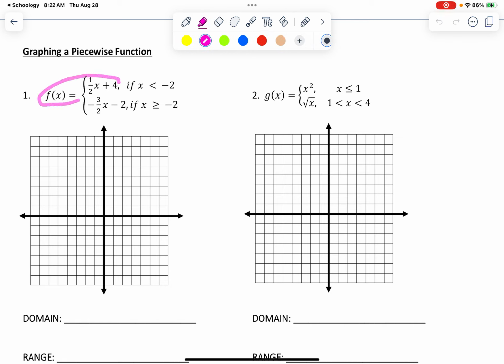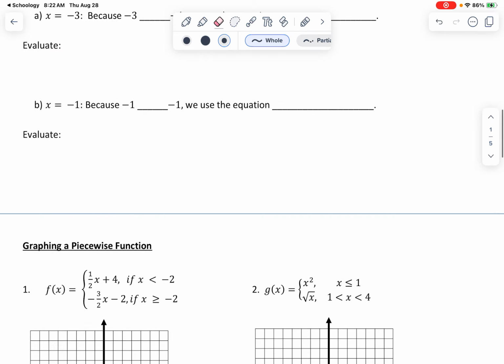So this is the line y equals, or f of x equals 1/2 x plus 4, but we're only graphing that for x values less than -2. All right, so the domain's restricted there. And then the same idea here, this is the line y equals, or f of x equals -3/2 x minus 2, but we're restricted to this domain. We're only graphing that for x values greater than or equal to -2. So that's an example of what a piecewise function looks like.